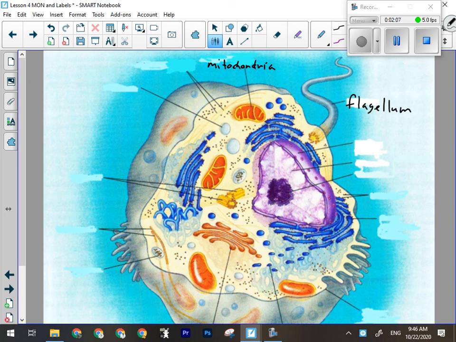Underneath the flagellum, the next thing we're looking at is the outside of the big purple deal. Don't label it big purple deal. This is the cell. This is the nuclear membrane.